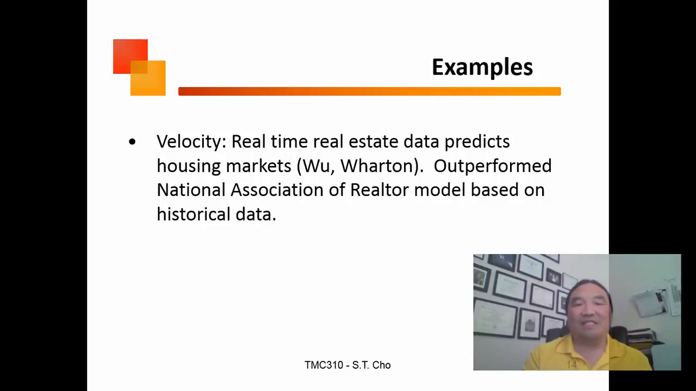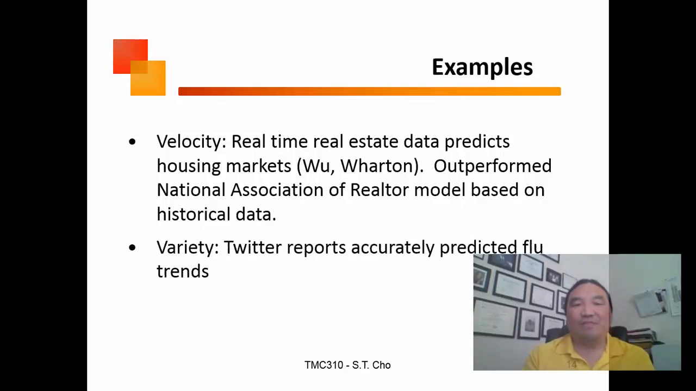In terms of velocity, trying to figure out things in real time, they found out real-time real estate data outperformed the traditional models of data collection that realtors used. In terms of variety, the CDC actually thought, everybody tweets in real time. And so they did searches of tweets and found out that Twitter actually reported the spread of disease in terms of predicting flu trends. And so all of a sudden, instead of having those guys in white suits going out there taking samples, now we have an electronic means.